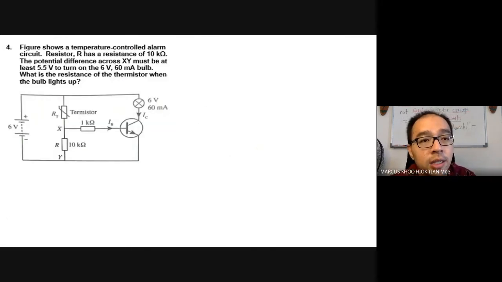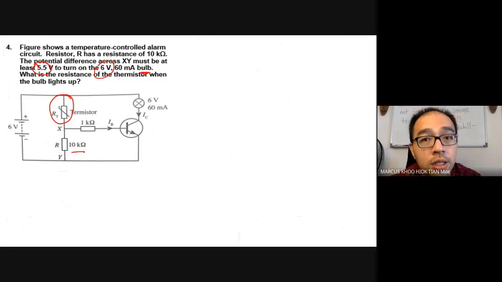All right, last question. The figure shows a temperature control alarm circuit. The resistance R here has a resistance of 10 kilo ohm. The potential difference across XY must be at least 5.5 volts to turn on the 6 volts bulb. So the question is, what is the resistance of this when the bulb lights up?